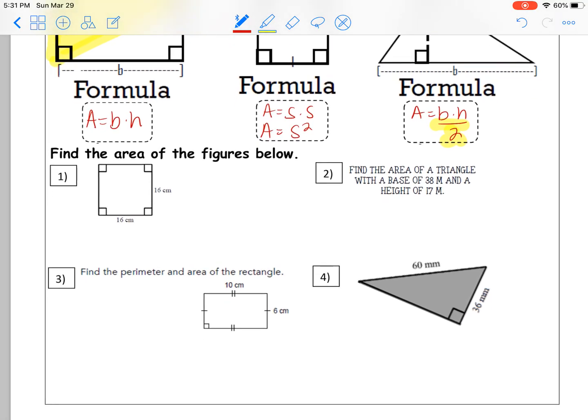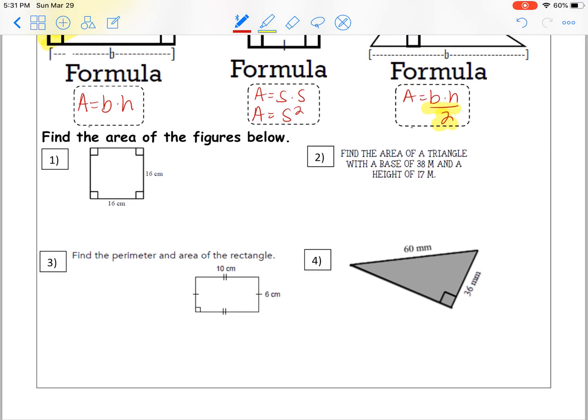Okay, moving on. Here are some practice problems that I will be doing with you. It says find the area of the figures below. We know that this first shape is a square. So the first step is to identify the shape, which is a square. The second step is to recall the formula. The formula is area equals side squared. The third step is to substitute, 16 centimeters squared.